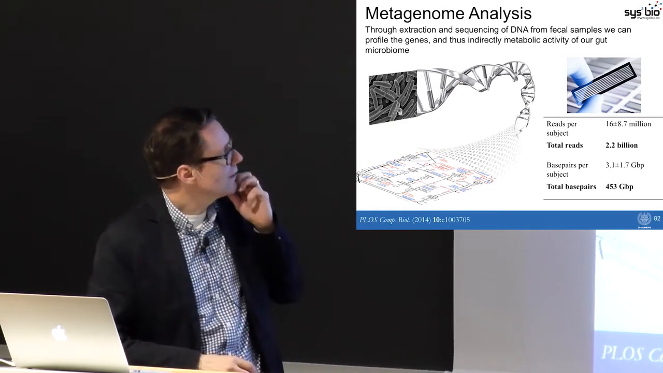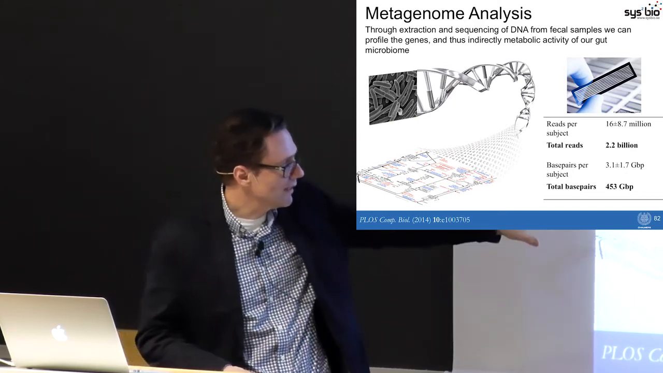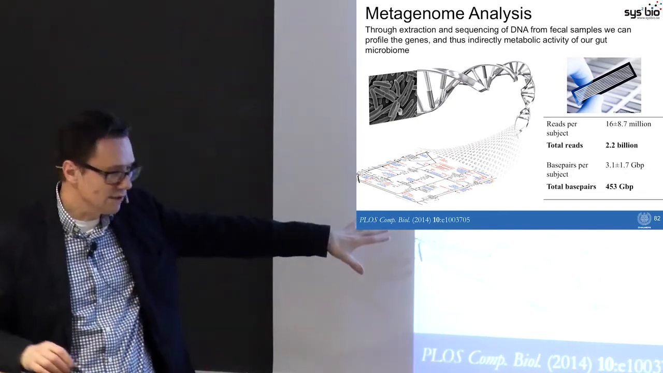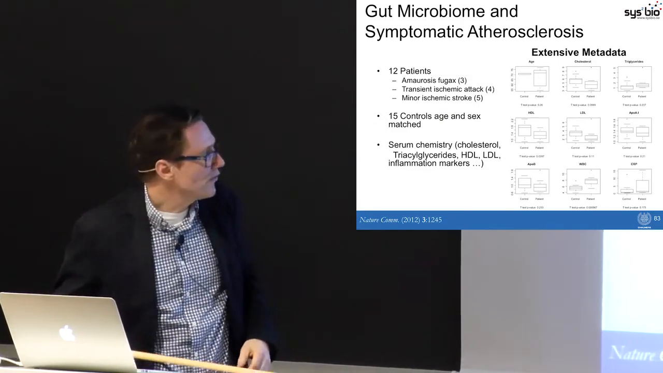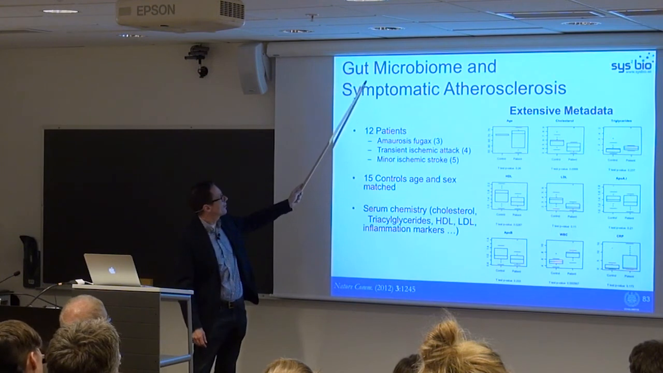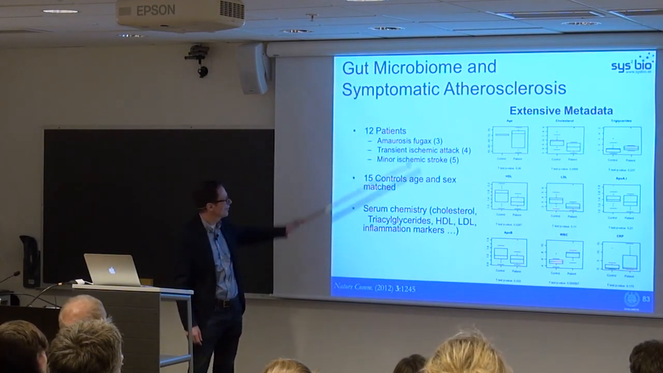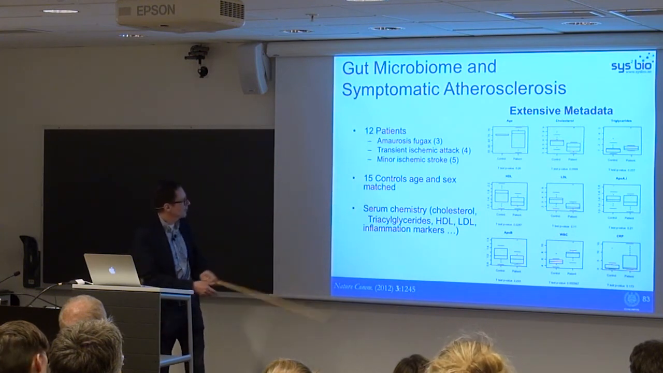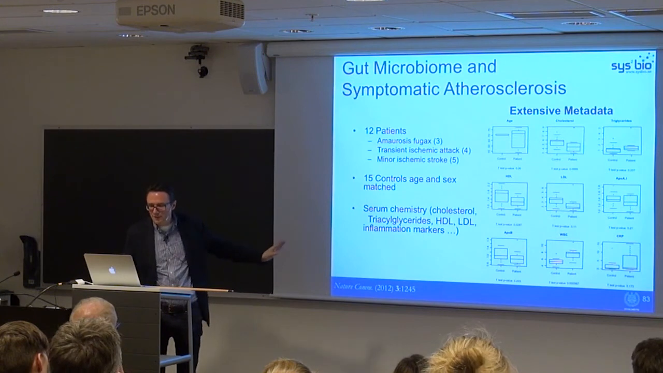We can analyze these by performing metagenome sequence analysis. This gives a lot of data, and we are interested in translating that into a specific metabolic map. So in one study, we were looking into whether there is a correlation between the gut microbiome composition and symptomatic atherosclerosis. It was a relatively small study, 12 patients and 15 controls. We had kind of extensive metadata.